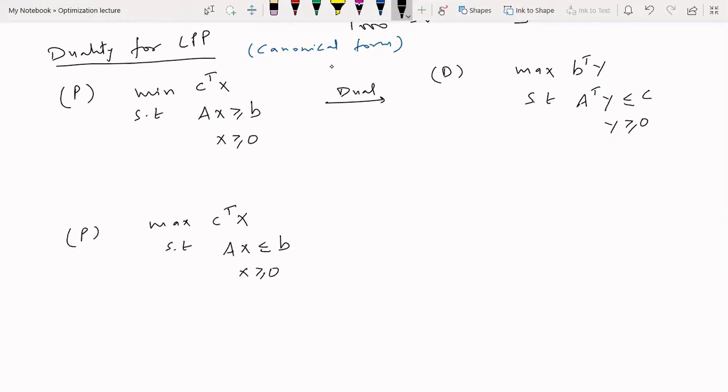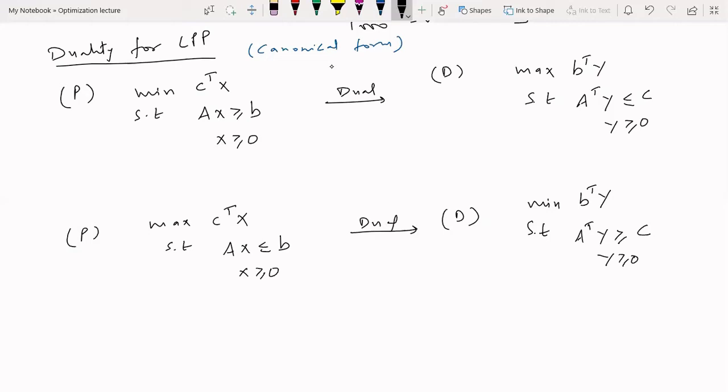Similarly, for a maximization type problem, what is my dual problem? For max, the dual is minimizing b transpose y. Y is a new variable I'm introducing. You can take z also. It is subject to the constraints A transpose y greater than or equal to c, because the problem is minimization, and y non-negative. Now you can see that for a minimization problem, the dual is maximization type, and this dual problem is itself in canonical form.